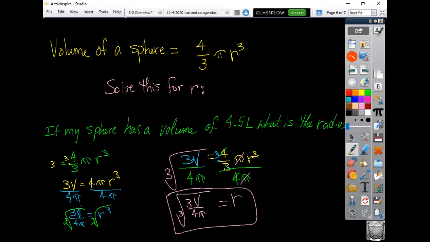Okay, so how they go on and they say, well, if you have 4.5 for your volume, then what was the radius? So all you have to do is put your 4.5 in place of this volume and do that calculation, and bada boom, bada bing, you got it. So 3 times 4.5 all over that 4 pi would give us the answer to that question.